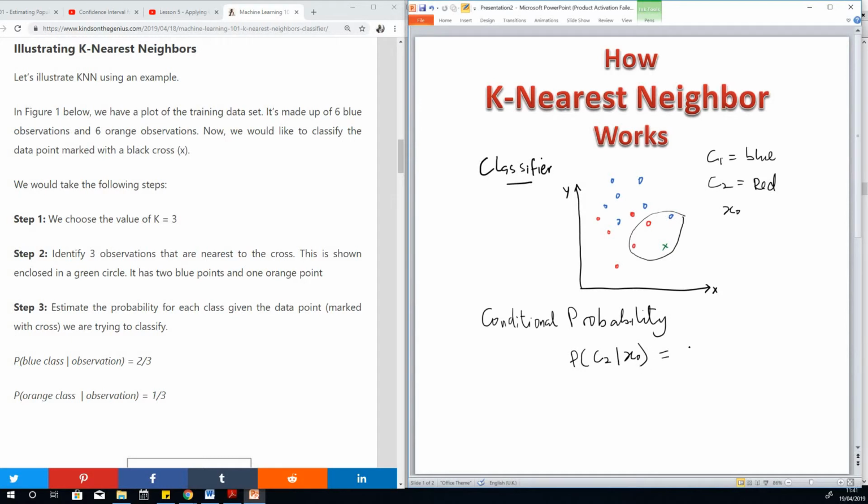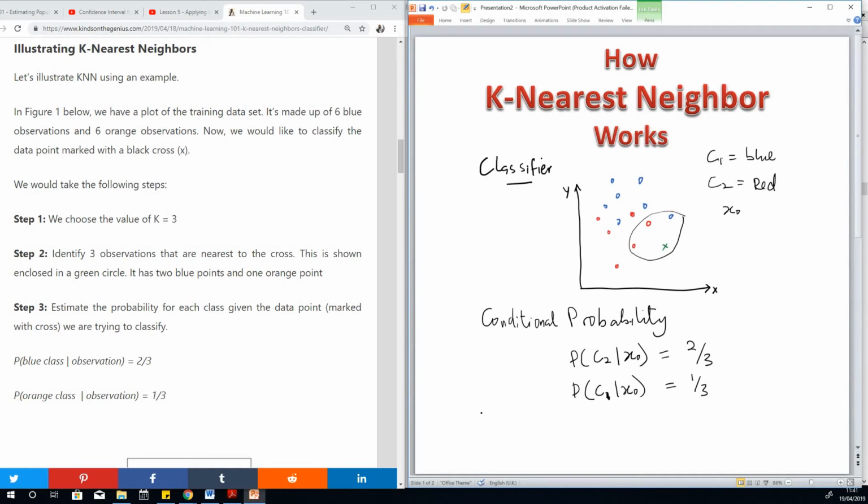So what we'll have is 2 over 3. The probability that this x belongs to class C2 is 2 over 3, because we have 2 red points and 1 blue point, and the total number of points is 3. The probability that this data point belongs to C1 is equal to 1 over 3, because we have only one blue and a total of 3.